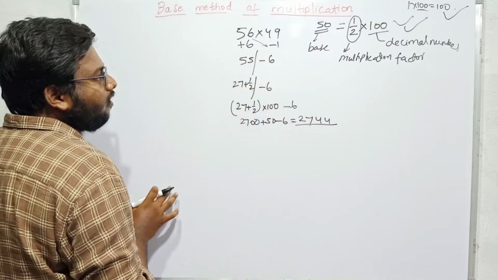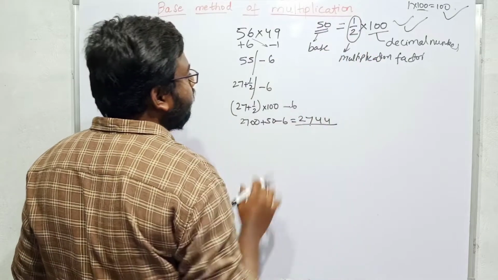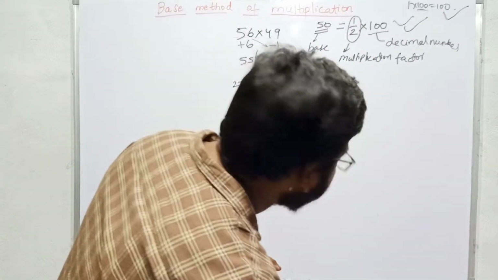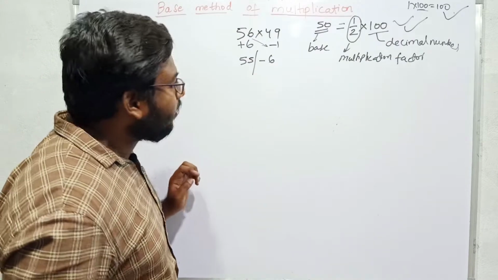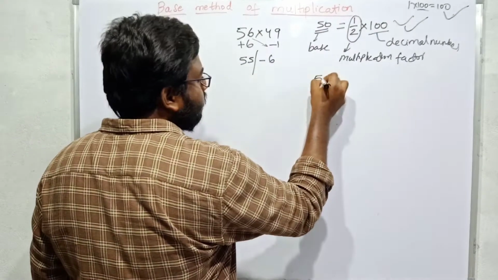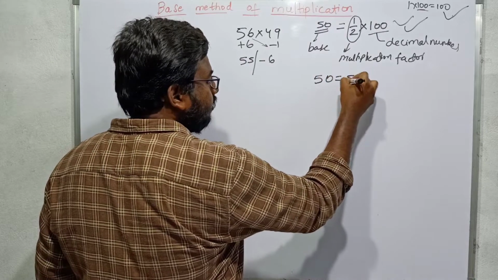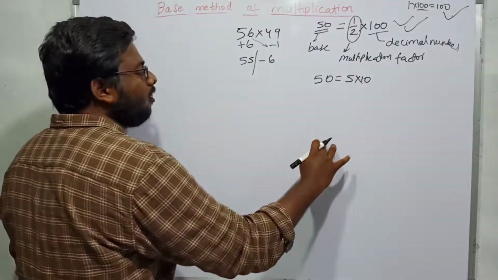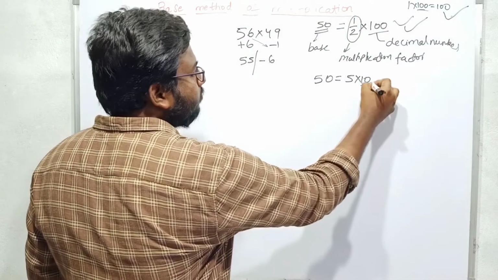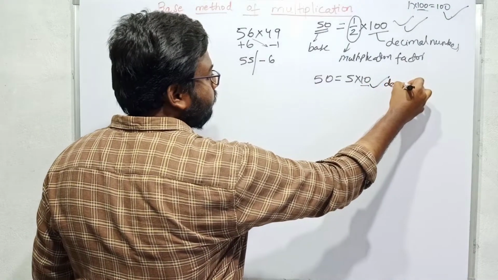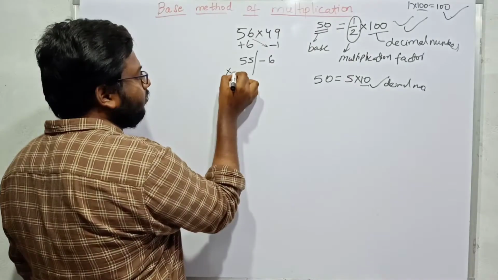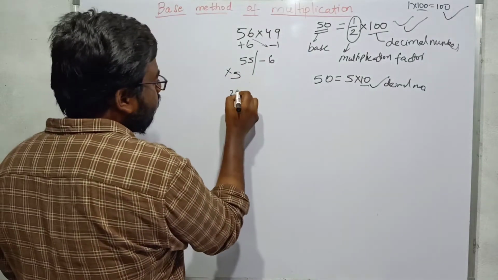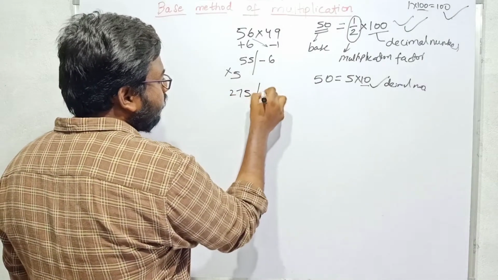So this is calculated on base decimal number 100. So if I want to calculate the same problem based on the decimal number 10, I can calculate, because this 50 I can write as 5 into 10 also, because 10 is a decimal number and I can apply this. This is the decimal number. So if I multiply this with 5, what will I get? I will get 275 slash minus 6.